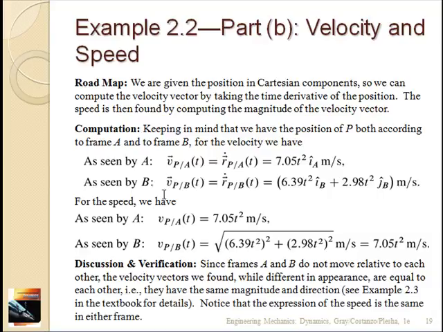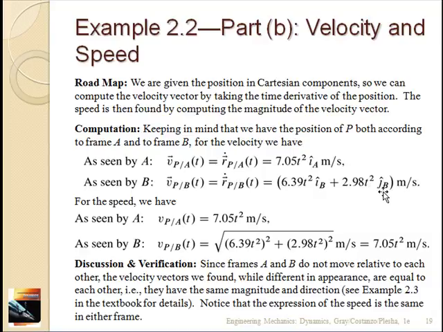In B, we have both an x and y coordinate, so the velocity of the particle P in the B system is the time derivative of the position vector in the B system, and there's an x and y coordinate. You just take the time derivative term by term, you get 6.39 t squared times the unit vector in the xb direction plus 2.98 t squared times the unit vector in the yb direction.